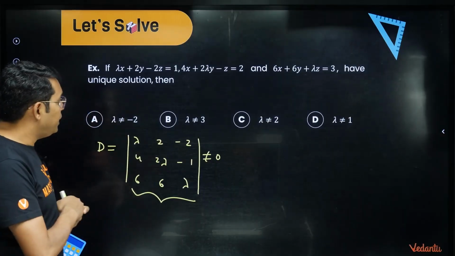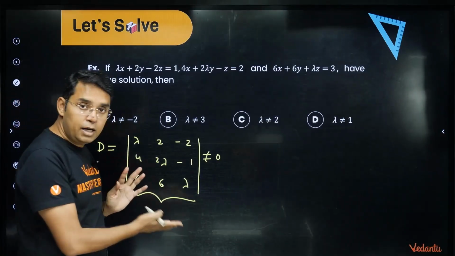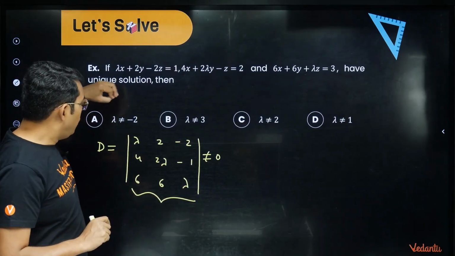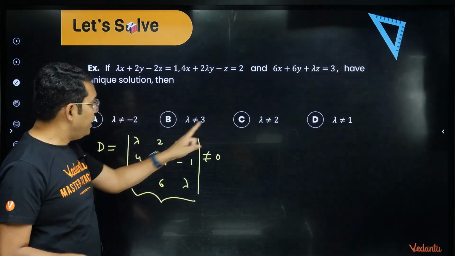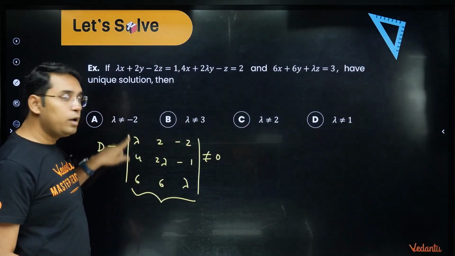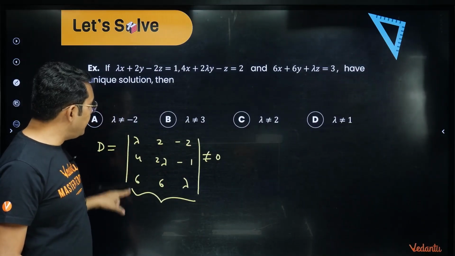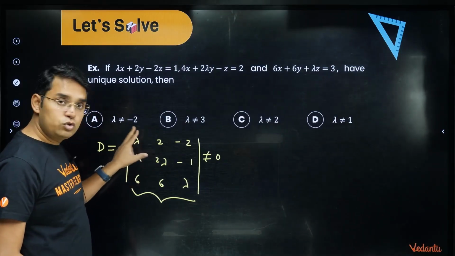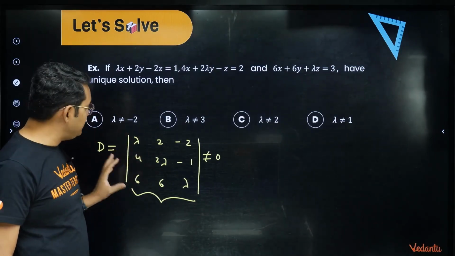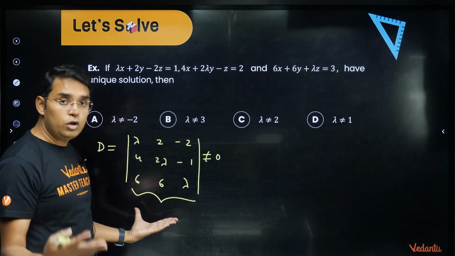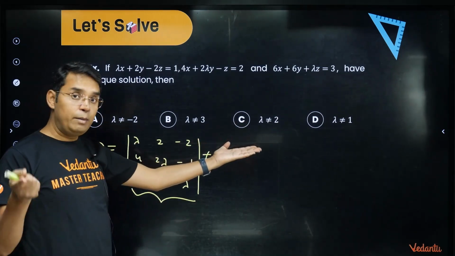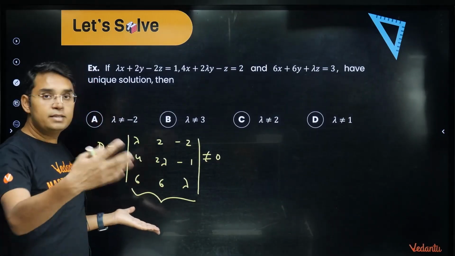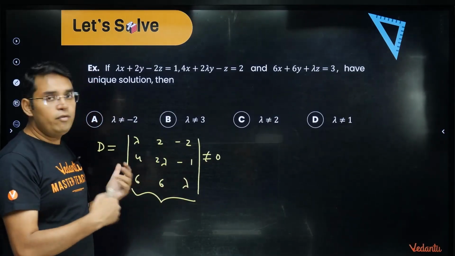D not equal to 0. Now dear students, one of the methods is that you open it directly or you apply some properties. I would like to give you one hint: if you put all the values one by one, you will see if you put lambda equal to 2, your first column becomes identical to the second column. Lambda equal to 2 will make these two equal, these two equal, and these two equal. That means this determinant will become equal to 0 for lambda equal to 2. So if lambda is not equal to 2, chances are that this will not be equal to 0, provided some other roots are not there, which we will have to check.